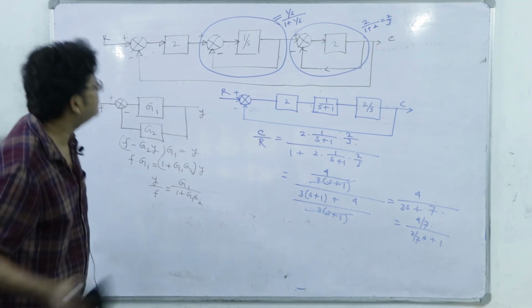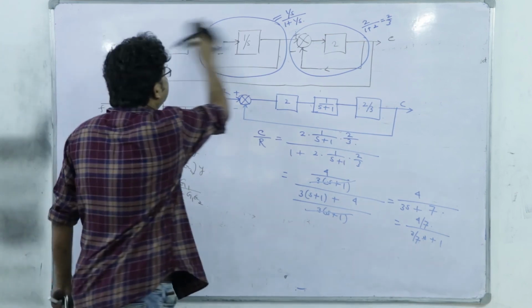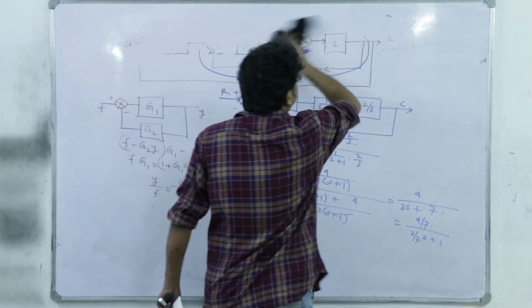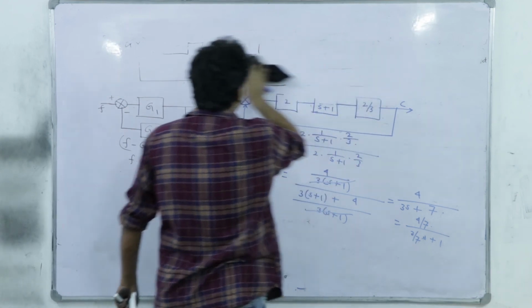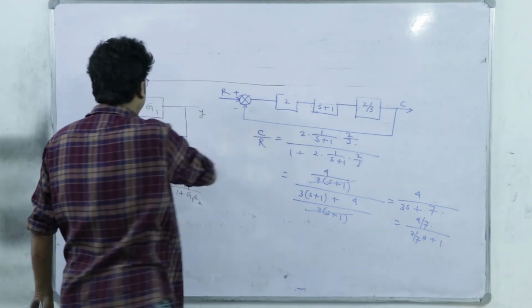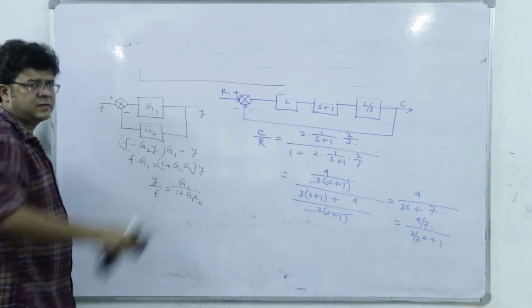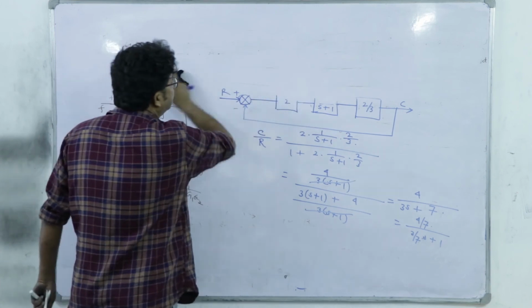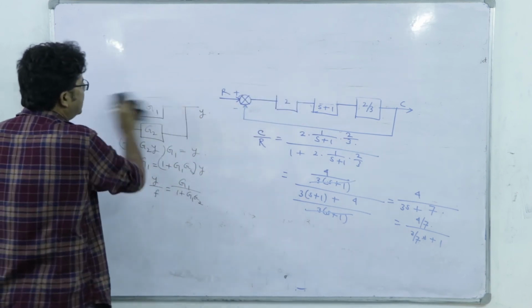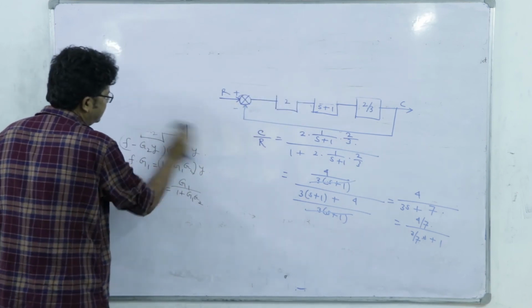So next problem, this is a typical example of block diagram simplification. So if you don't want to use it, go simply by adding and subtracting and assuming any intermediate signal which you don't know, and you will get the same result.